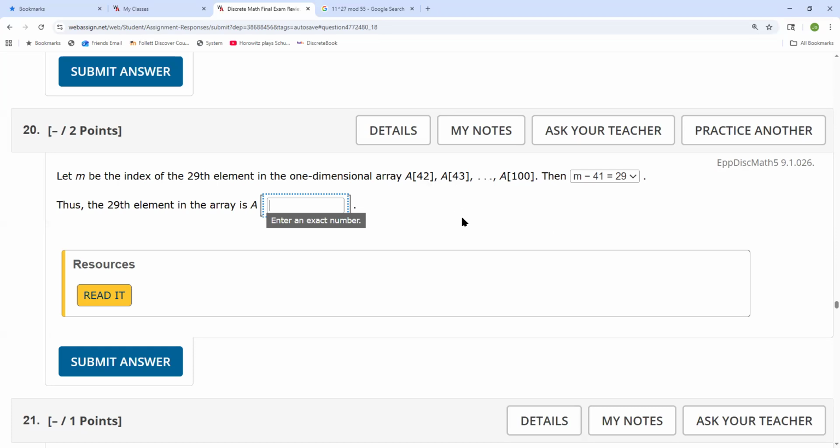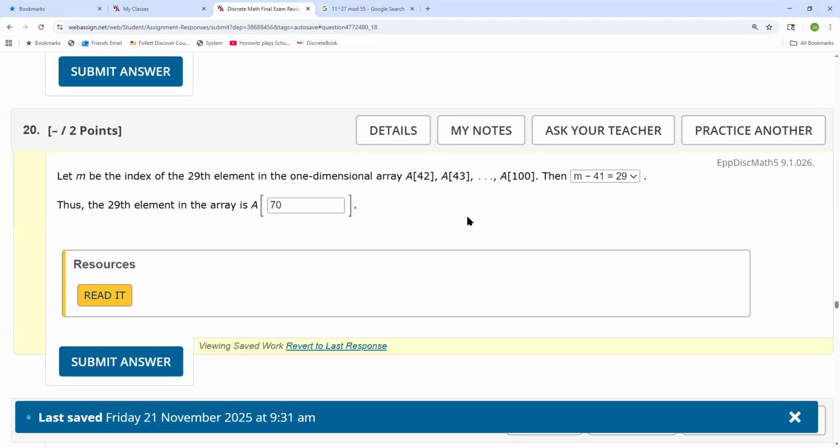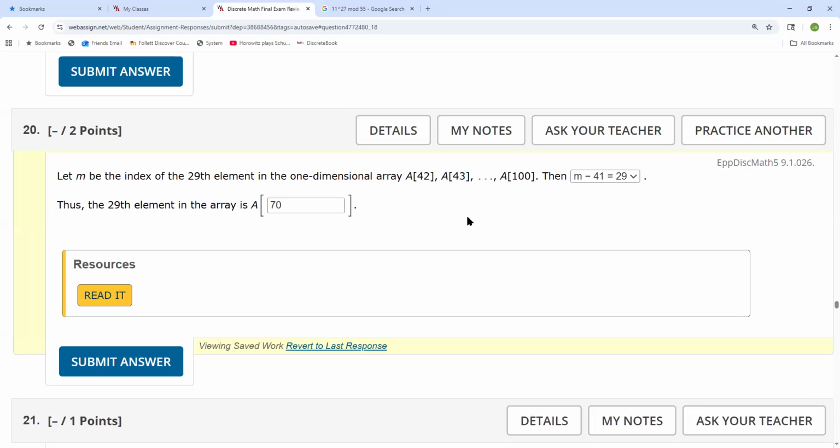So the 29th element of the array is the first number in the array plus 28. So 42 plus 28 would be 50 plus 20, that's 70. So this really just tests their common sense. So remember, the first element in the array is the 42nd one, because that's what it starts with. Second is the 43rd, etc. So to get to the 29th one, you have to do 42 plus 28. Okay, perfect.